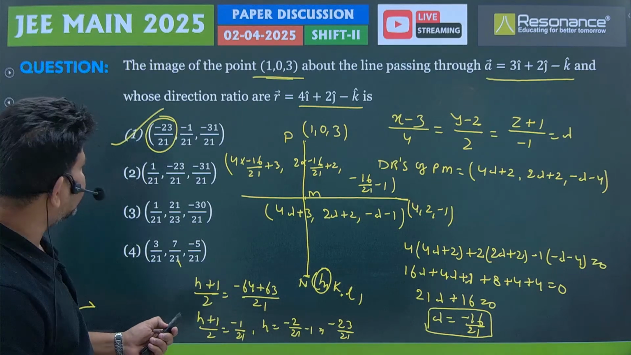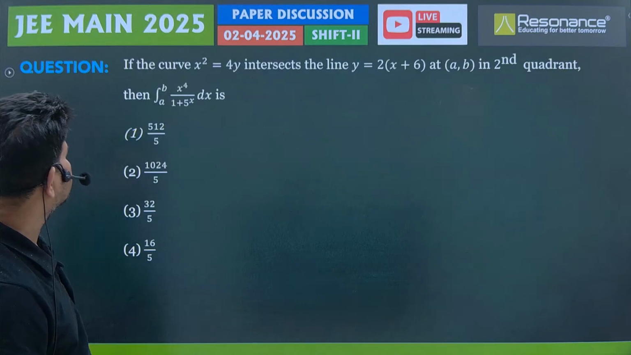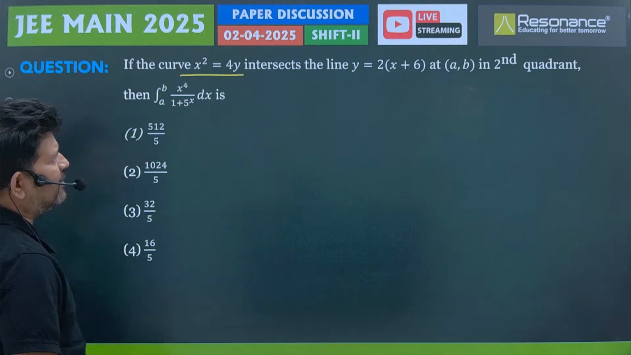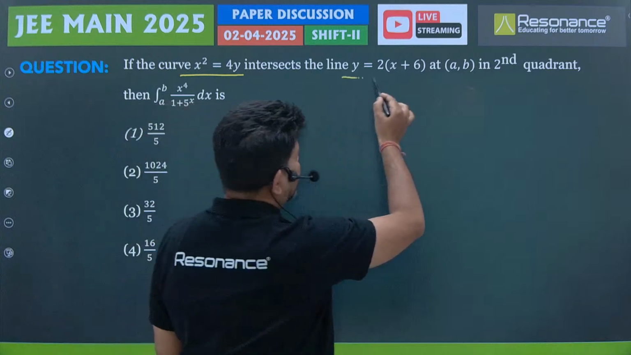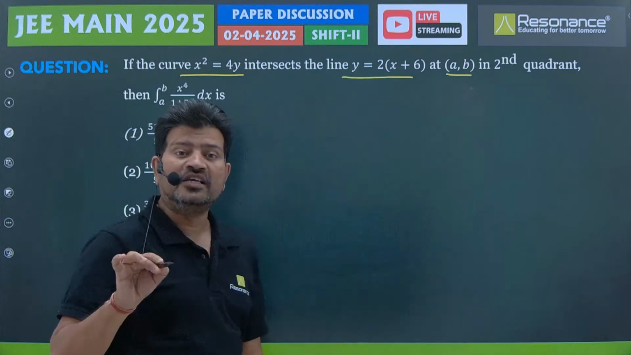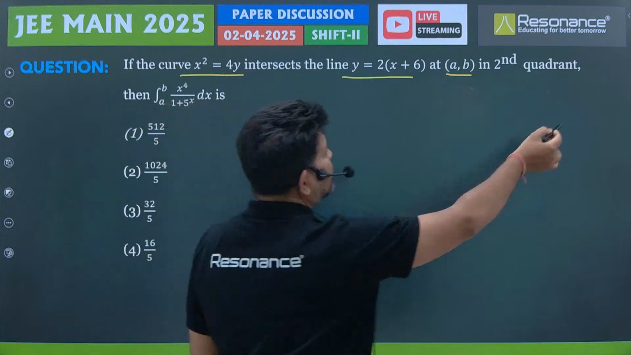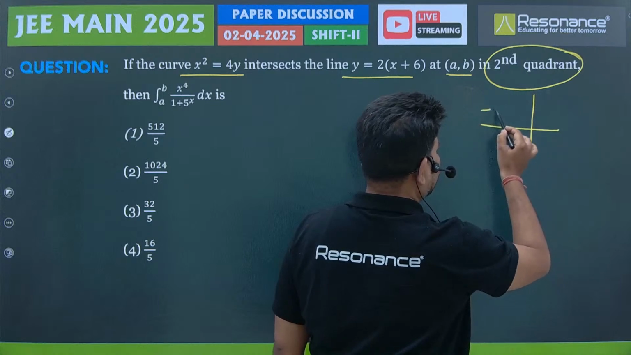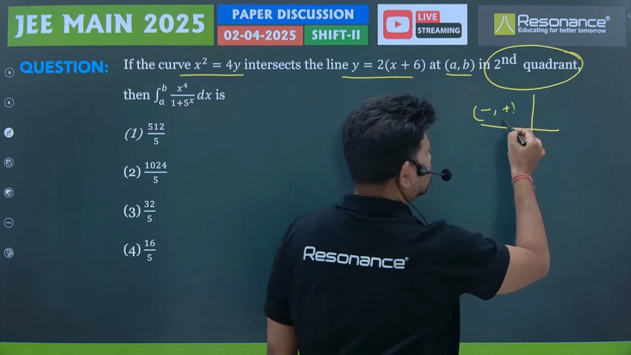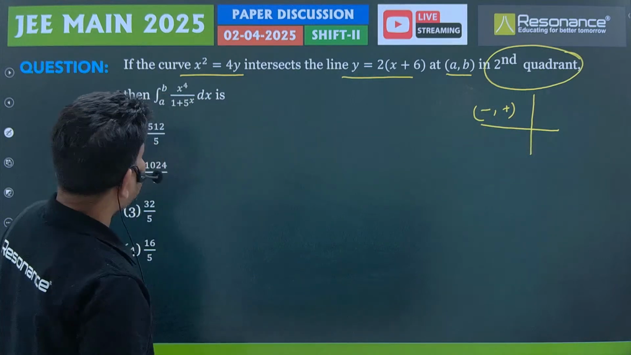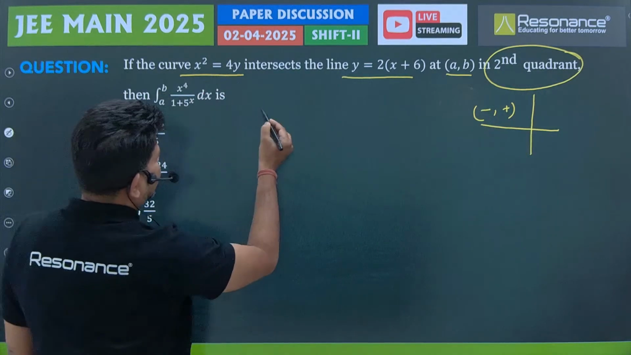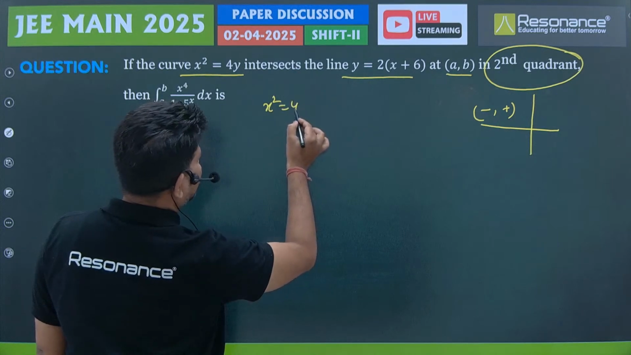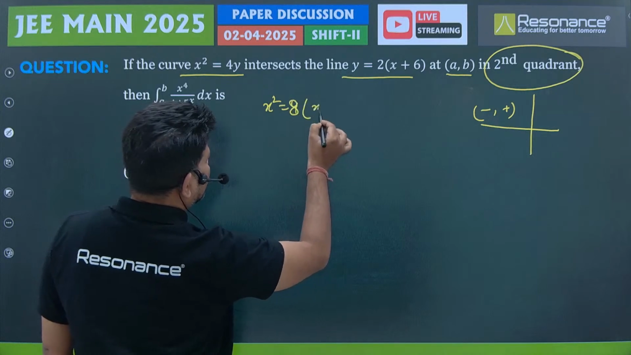Now we can see the next sum. The curve, a parabola, is given, which intersects with the line at A and B. A condition is also given. What is the condition? Second quadrant, which means x is negative and y is positive. So now we have to take this intersection point. You can take x square is equal to 4 times, in place of y, 8 x plus 6.